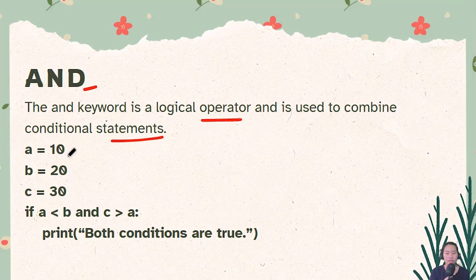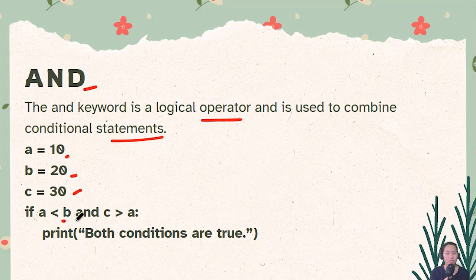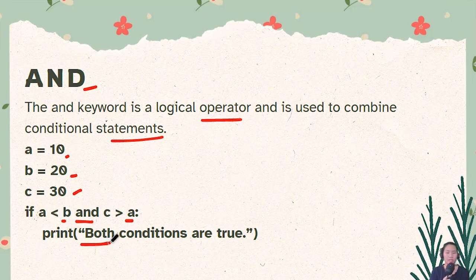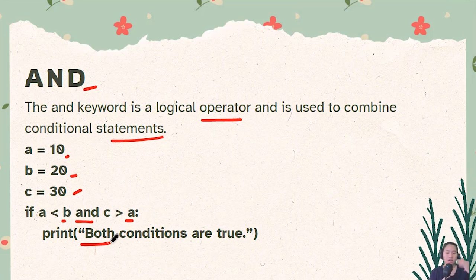So I have A, B, and C. If A is less than B and C is larger than A, print both conditions are true. So both must be satisfied. If only one is satisfied, this will not be met. It'll print something else, okay? Or it won't print anything at all if you don't add elif or else into this block of code.